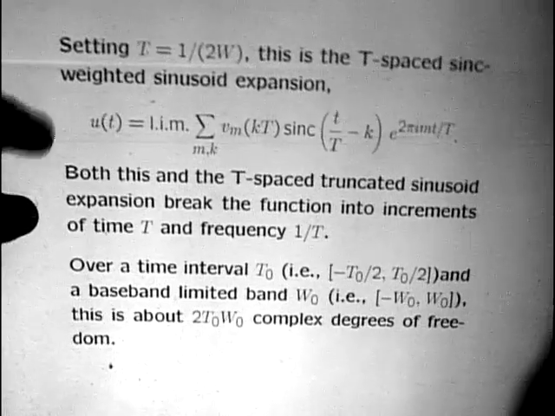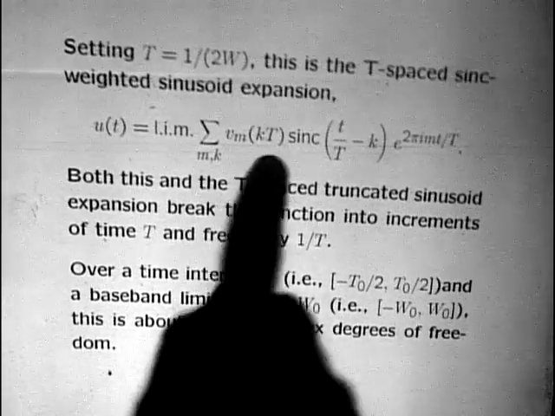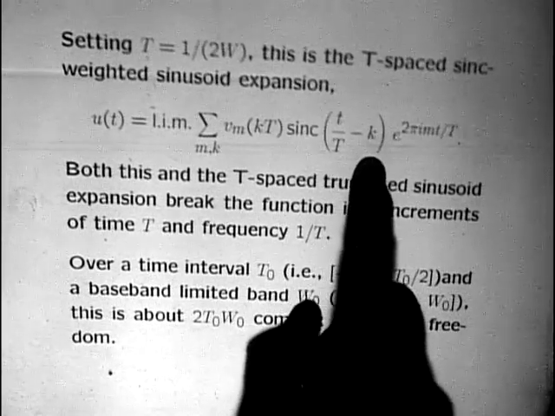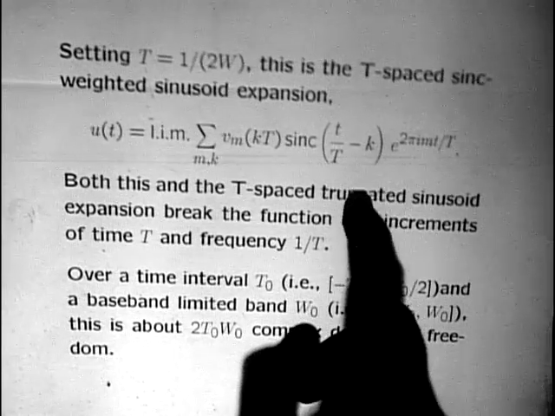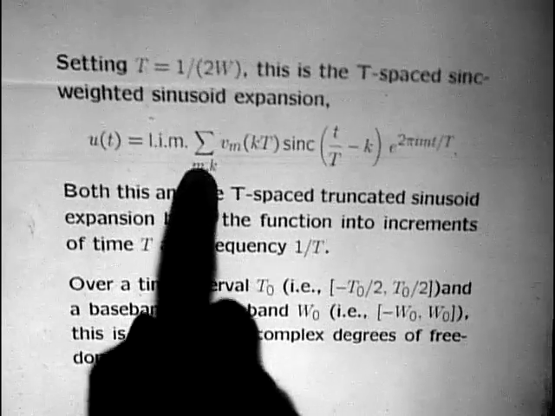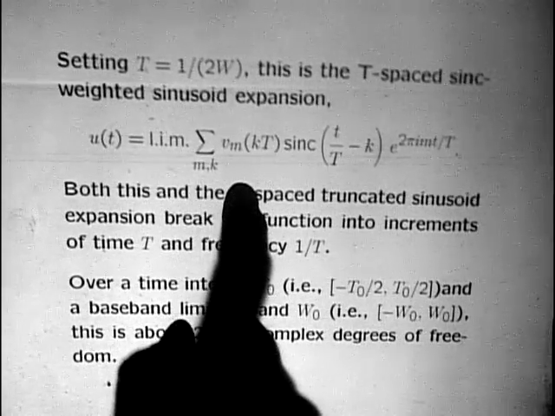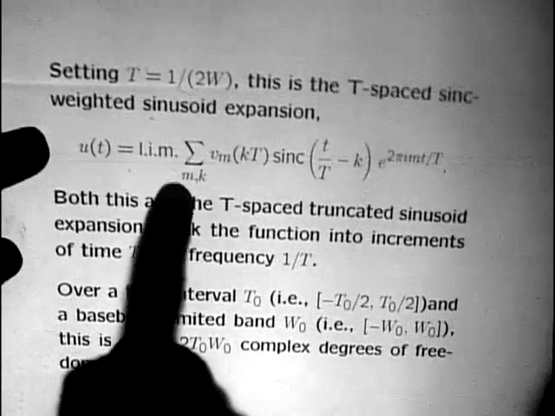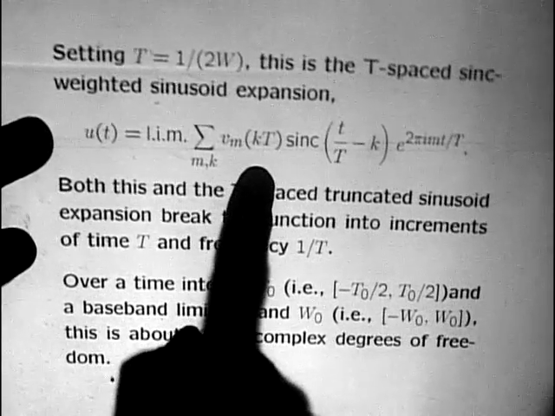Okay? So it's a double sum. It's a sum over time, over the samples. So there's one term for each time, kT. And there's one term for each frequency interval. Frequencies are indexed by m. Time is indexed by k. Okay? So the thing we have here is an expansion now in terms of coefficients. These are just coefficients again.